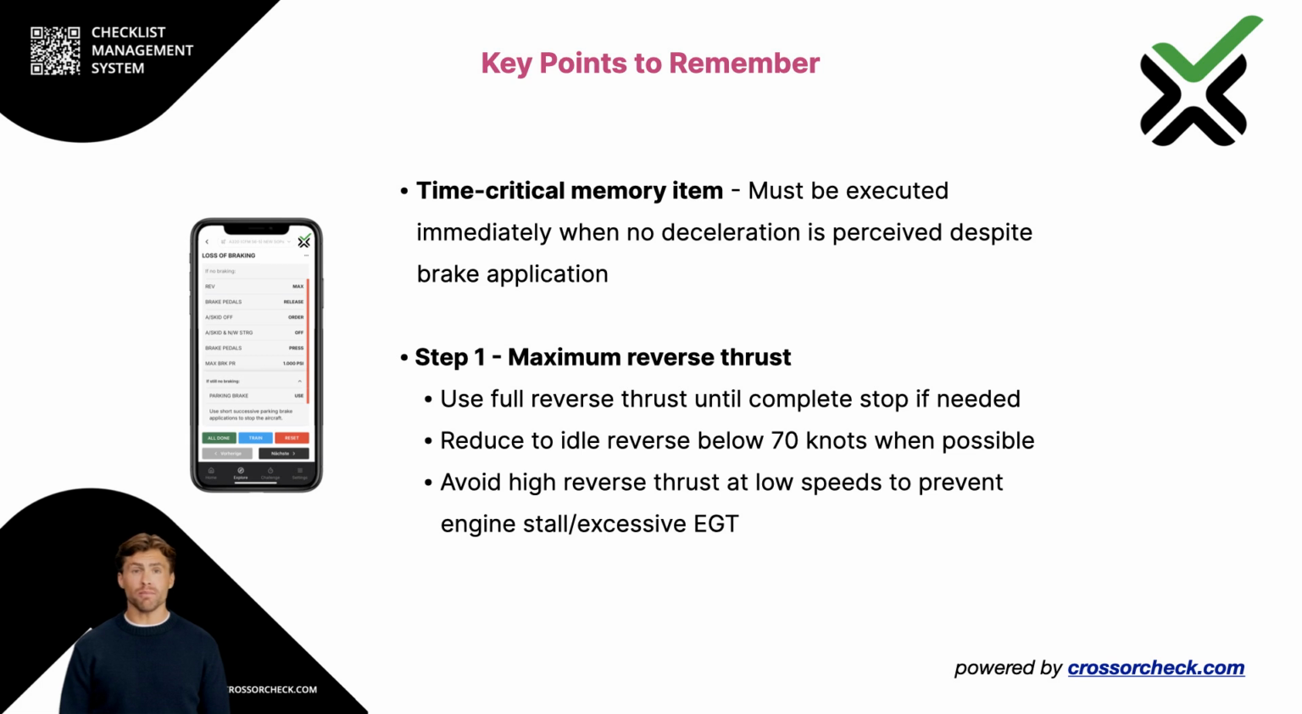Step 1. Maximum reverse thrust. Use full reverse thrust until complete stop if needed. Reduce to idle reverse below 70 knots when possible. Avoid high reverse thrust at low speeds to prevent engine stall and excessive EGTs.